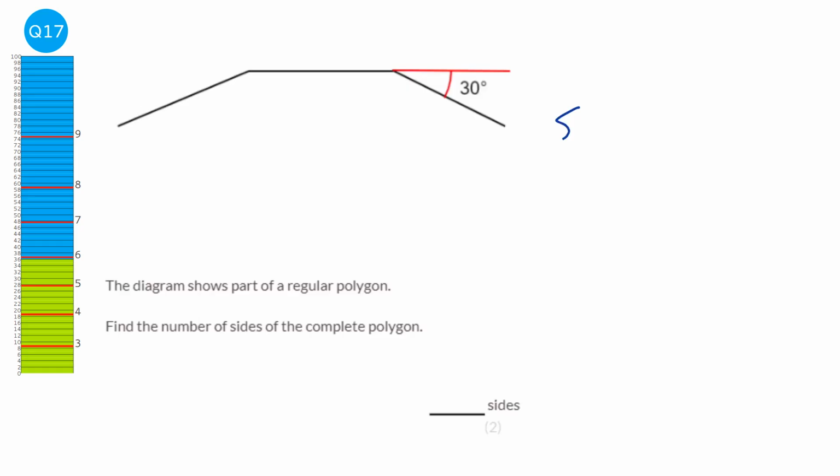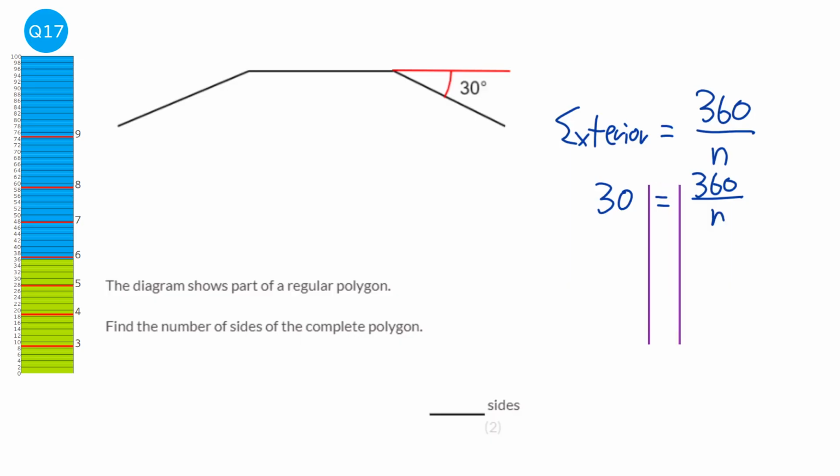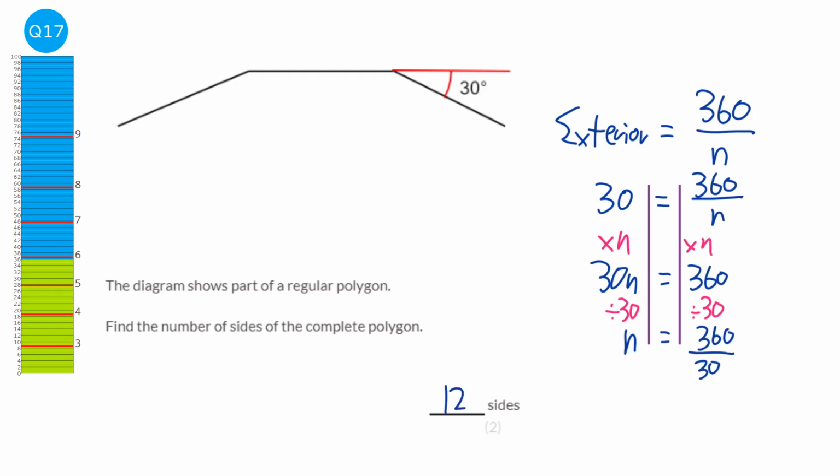The formula for an exterior angle for a regular polygon is 360 divided by the amount of sides. Now here we're given the fact that the exterior angle is 30, and we're looking for n, so we just need to rearrange the equation. We can times both sides by n. And then divide both sides by 30. And so we've got n equals 360 divided by 30. And when you do 360 divided by 30, we get the answer of 12. So it's a 12-sided shape.